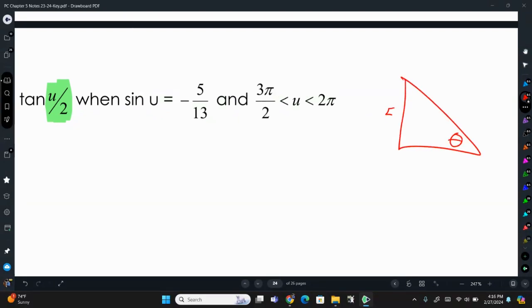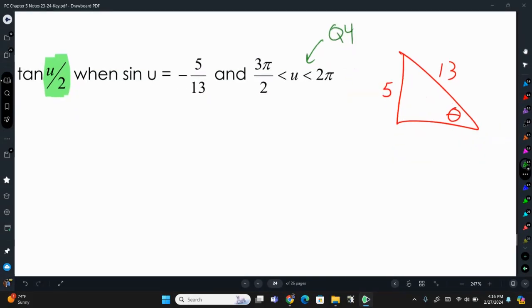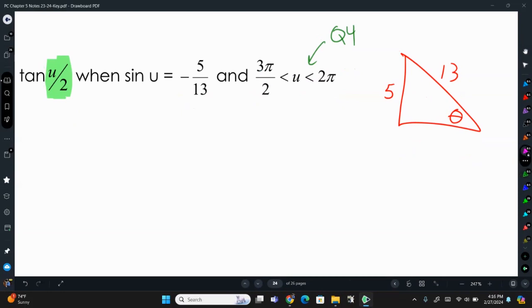Theta, sine is opposite over hypotenuse, and if U is between 3 pi over 2 and 2 pi, this is in quadrant 4, where cosine is positive. So let's do 5 squared plus x squared equals 13 squared. That's 25 plus x squared equals 169. X squared equals 144. And x is 12.